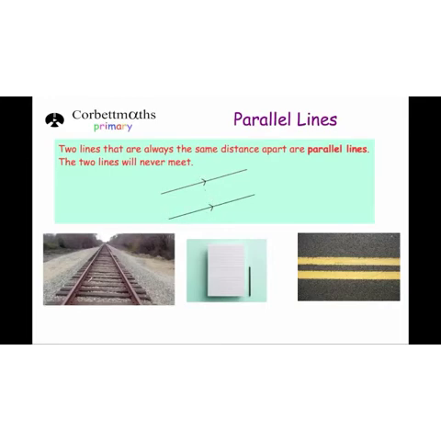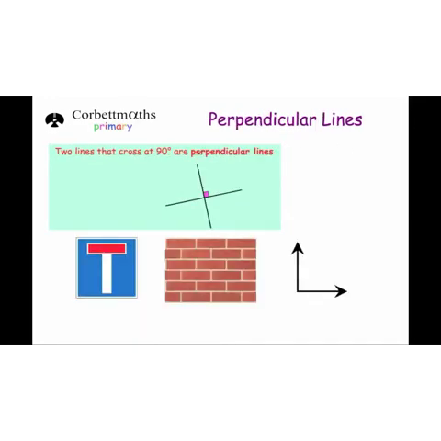Some examples of parallel lines are these railway tracks. They stay the same distance apart. The lines on this page, the lines that you'd be writing on, are parallel to each other. Even these double yellow lines on a road stay the same distance apart, so they're parallel. Okay, so that's parallel lines. Have a look in the room you're in right now and see what parallel lines you can see.